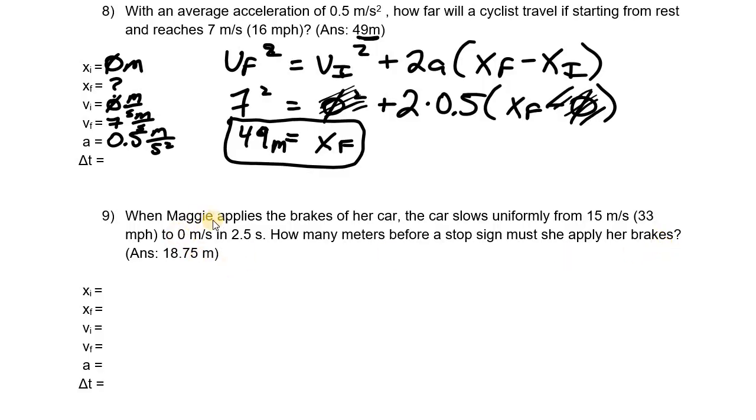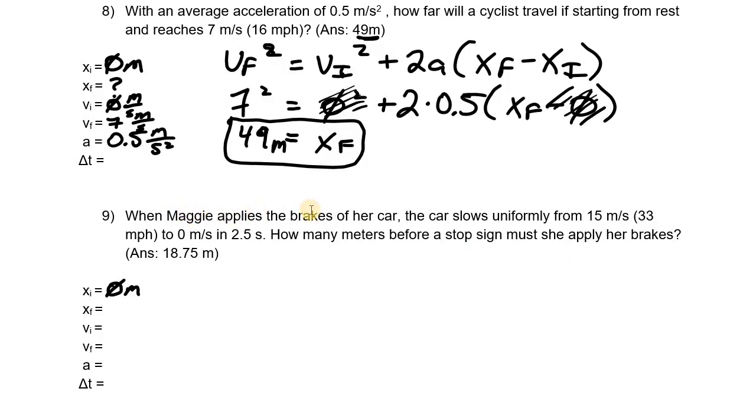Okay, well, what's happening here? It sounds like Maggie is driving in her car and she's slowing down to a stop sign and she's coming to a complete stop. That's what this 0 meters per second is telling us. So let's pull out some given information. What do you think her initial position is going to be? It doesn't really tell us anything specific, so we're just going to go ahead and say it's 0.